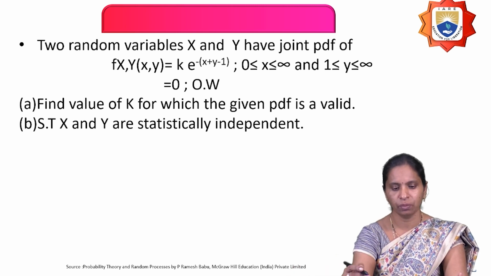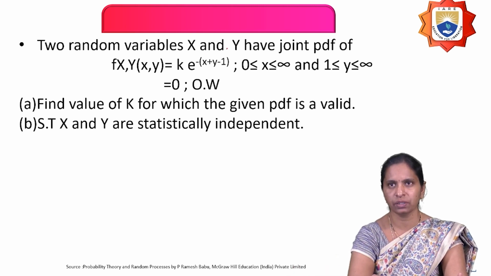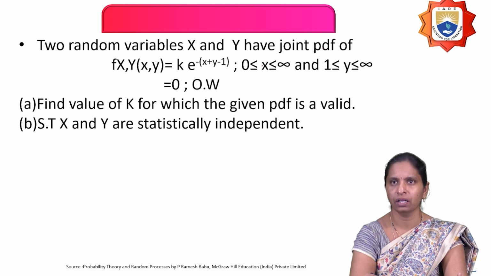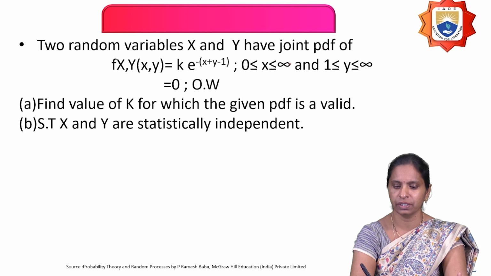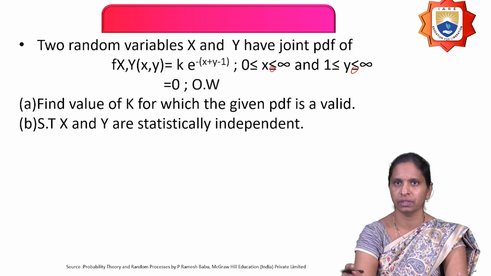Okay, let us solve one problem. Two random variables X and Y have joint probability density function f_XY(x,y) equal to k times e to the power of minus (x plus y minus 1) when x is from 0 to infinity and y is from 0 to infinity, and equal to 0 otherwise. So I should not write equal to infinity here, so less than infinity.